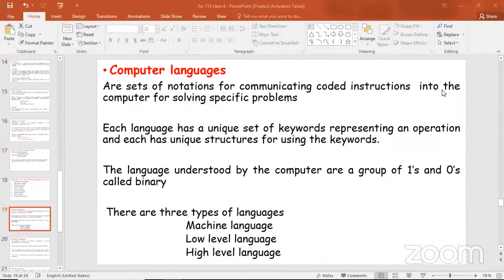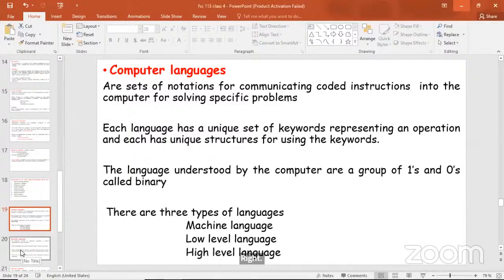Now, the language understood by the computers is a group of ones and zeros called binary. We have said that earlier on. So there are three types of languages that are available. We have the machine language, which is the object code. We have the low-level languages, which are written in mnemonics or shorthand. And we have high-level languages, written in English readable words, right?